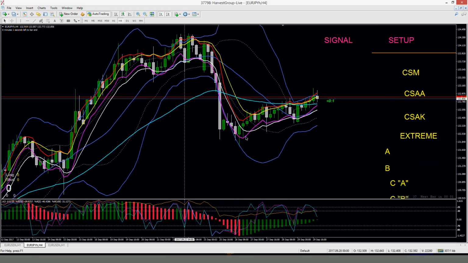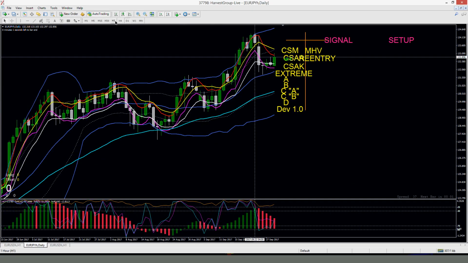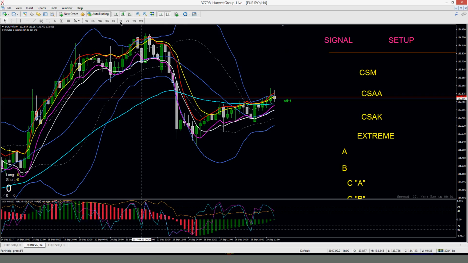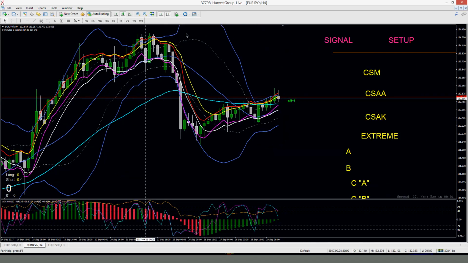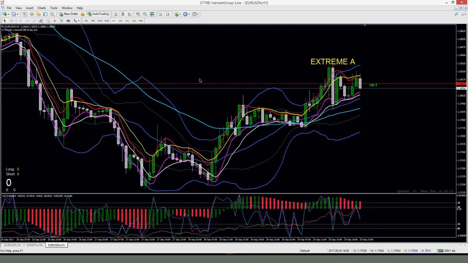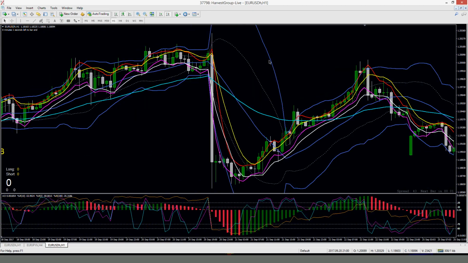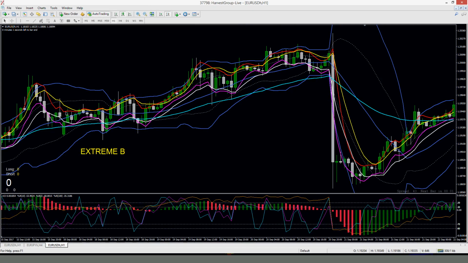And over here, I also prepared the different types of extreme. So here, the first one is extreme A, which is MA outside the Bollinger band. And then let's move on to extreme B, when the Bollinger band is sideways. Whenever the candle breaks or rejects, this is extreme B.